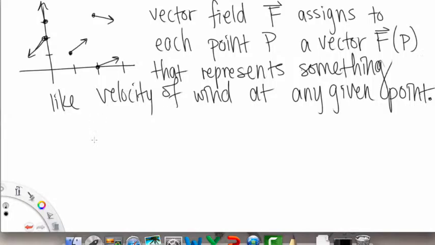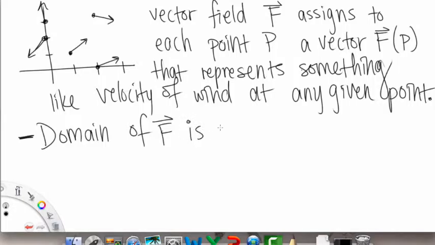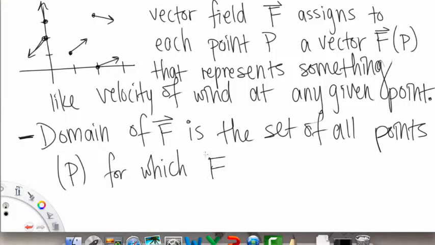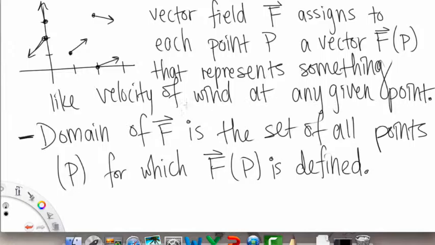Okay, and then also another, we're just starting with definitions here so you can get the concept. So the domain of F, the vector field, is the set of all points P for which F, the vector field of P, is defined. Okay? Alright, so those are some important definitions here.